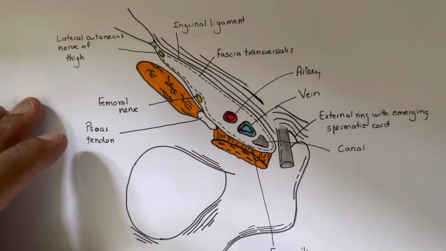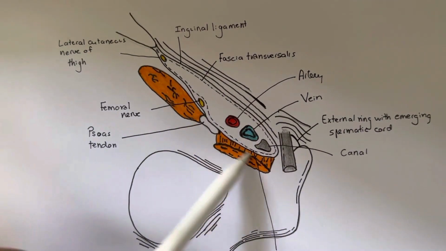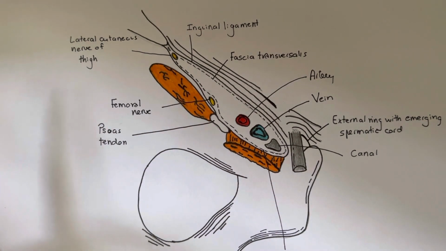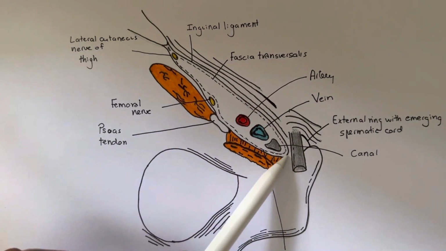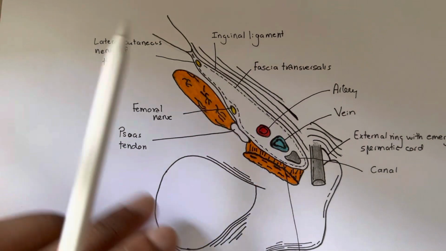So those are a few more words that I wanted to include about the femoral sheath and the femoral canal. So this gives you an overview of the femoral triangle. So we talked about borders, we talked about the contents, and we talked about the functionality of the femoral canal and the femoral sheath as well.